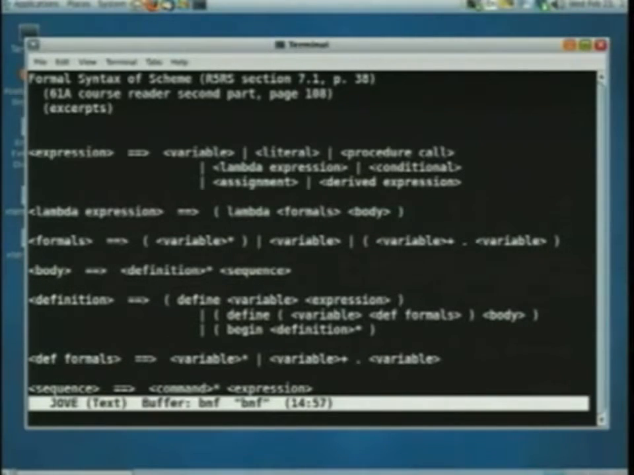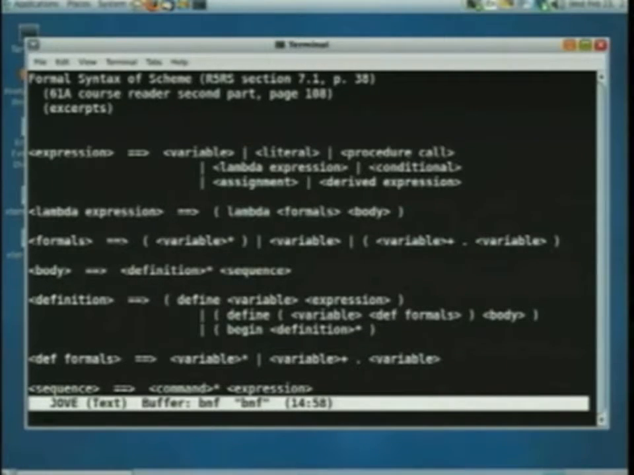Well, it turns out that formally there are exactly 7 kinds of expressions. So when we looked at the little Scheme interpreter, and I said there were 4 kinds of expressions, this is the same idea. So the first one is a variable, which we looked at as an expression type. Literal means self-evaluating. Procedure call is a procedure call. And the other 4 are special forms.